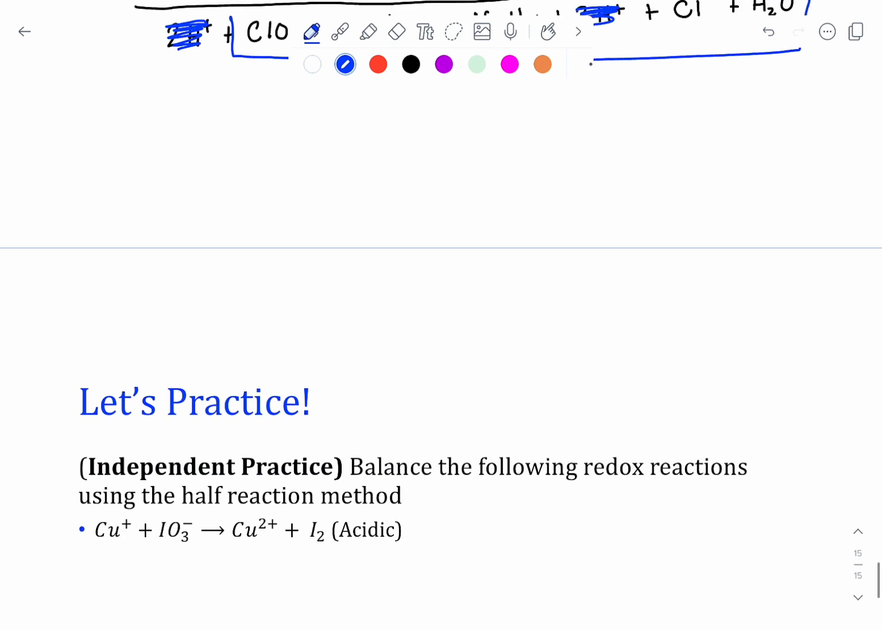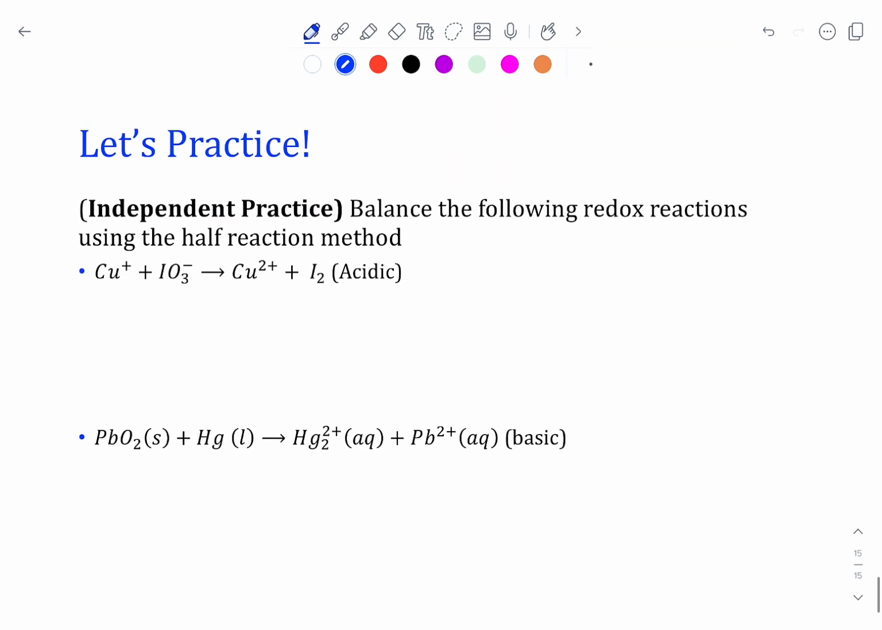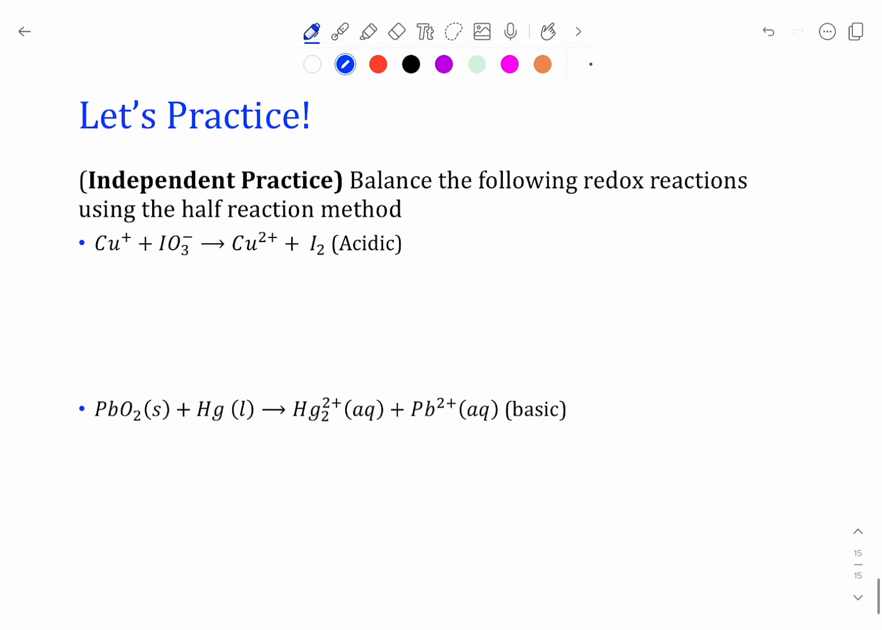Our last two problems are there for you to practice independently. So we have an acidic and a basic solution there for you. So what I want you to do is, before you move on to your next lesson, complete these two reactions and balance them using the half reaction method. The answer will be posted on e-learning for you to double check your work or double check your final answer.